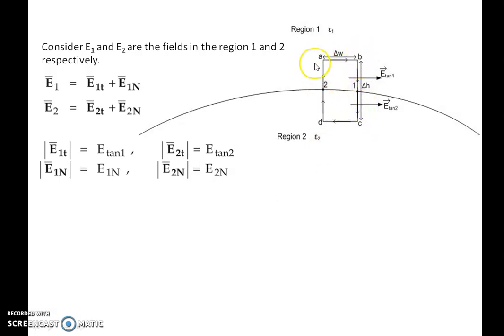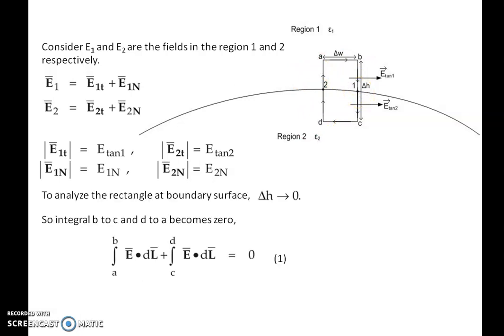The field corresponding to A to D and the work done corresponding to A to D and B to C becomes 0. So the total work done is the sum of the work done from A to B and the work done from C to D. When this length becomes very small, this path will become 0. So we are neglecting the A to D and B to C paths. So the integral becomes A to B and C to D, which is equal to 0.